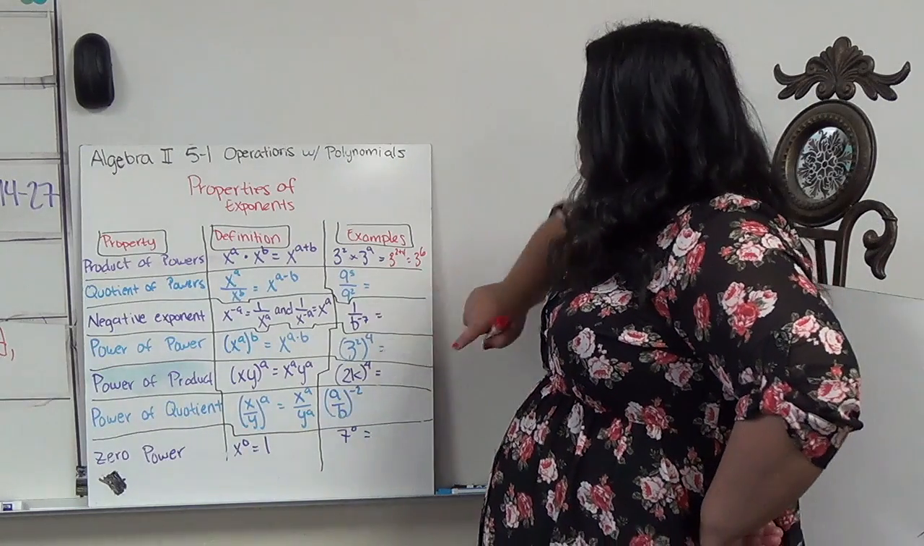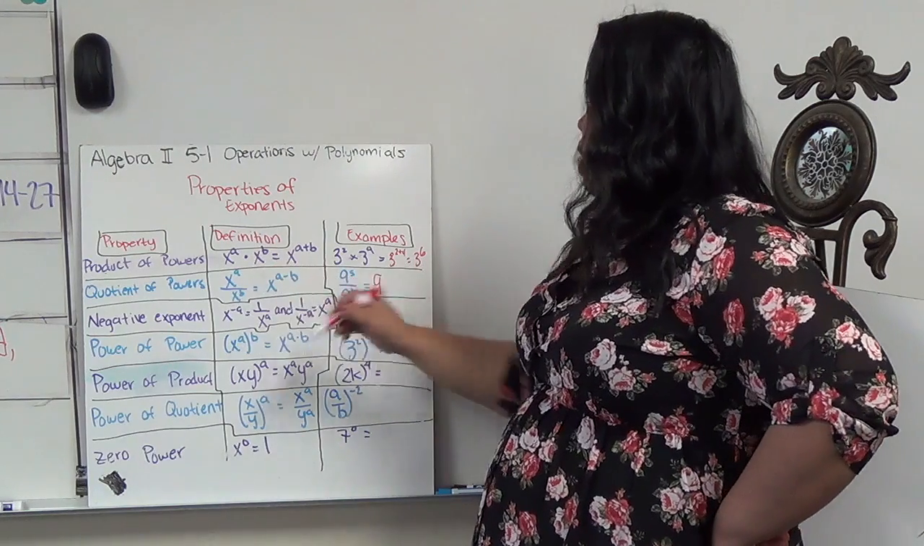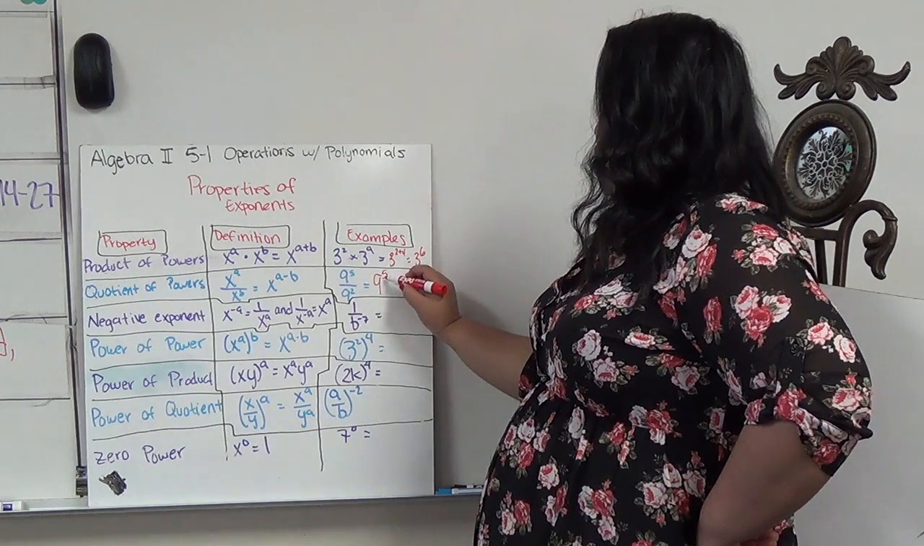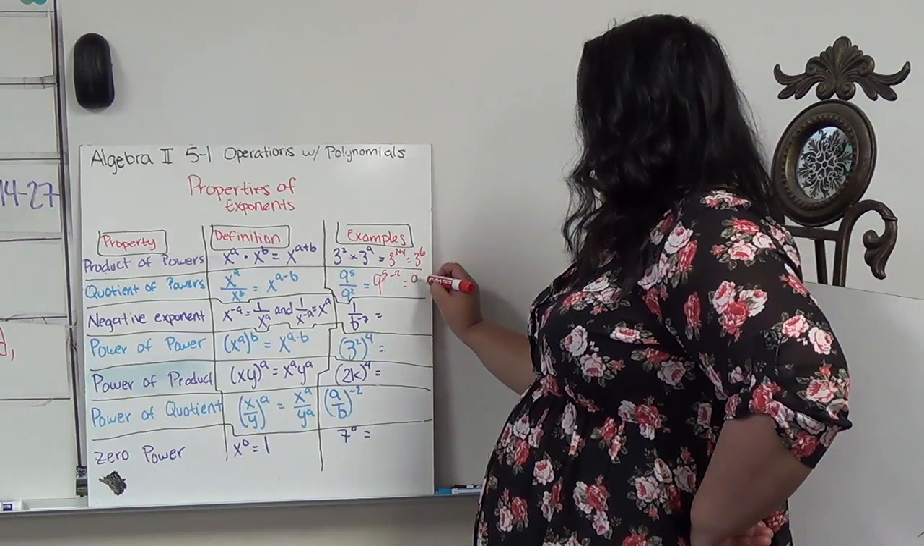Now, when I'm dividing, I do the opposite. If I'm adding here, I'm going to subtract. So this would be 9, and it's always the top minus the bottom. 5 minus 2, which would give me 9 to the 3rd.